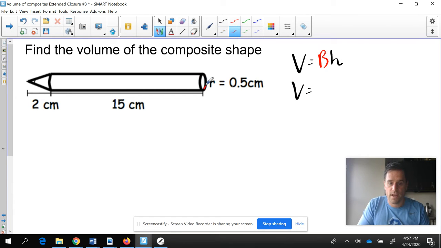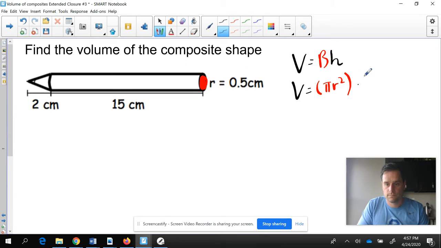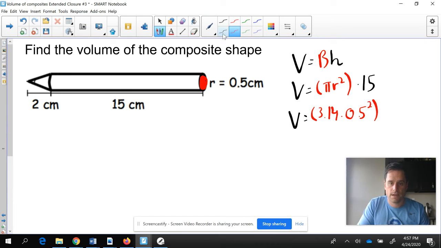And you guys can see the area of the base is a circle. So it is always going to be pi r squared, something you got to remember. And the height here, so from this base to this base, from this circle to this circle, is 15. And then it's going to be 3.14 times the radius, which is 0.5 squared, times 15.